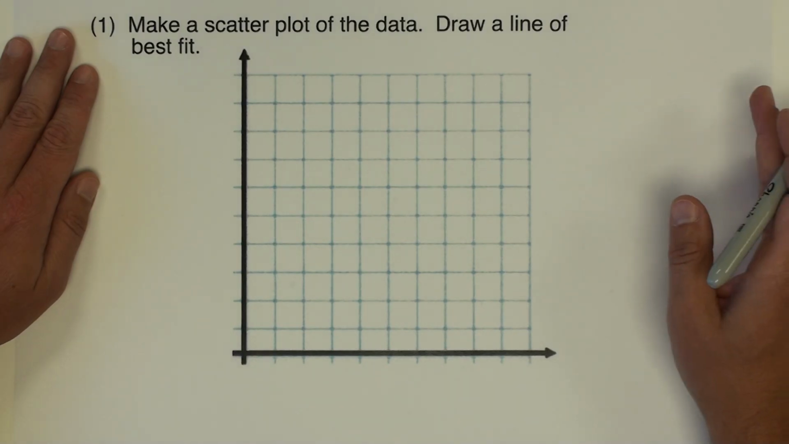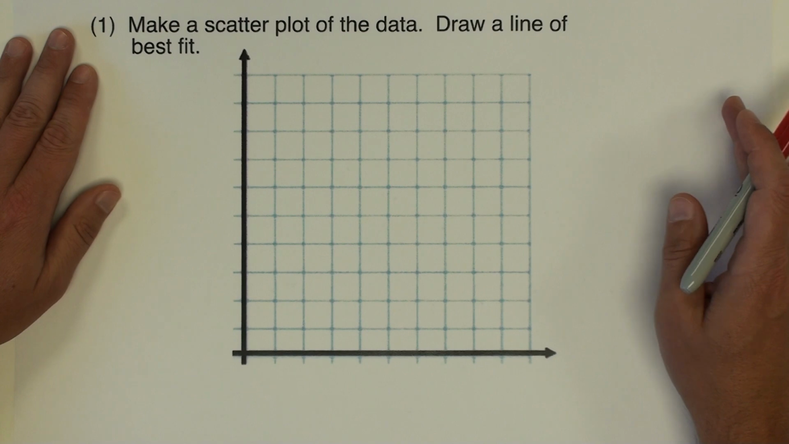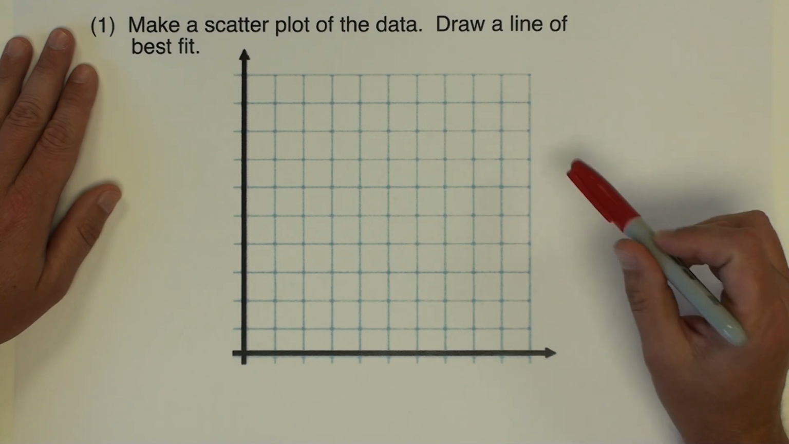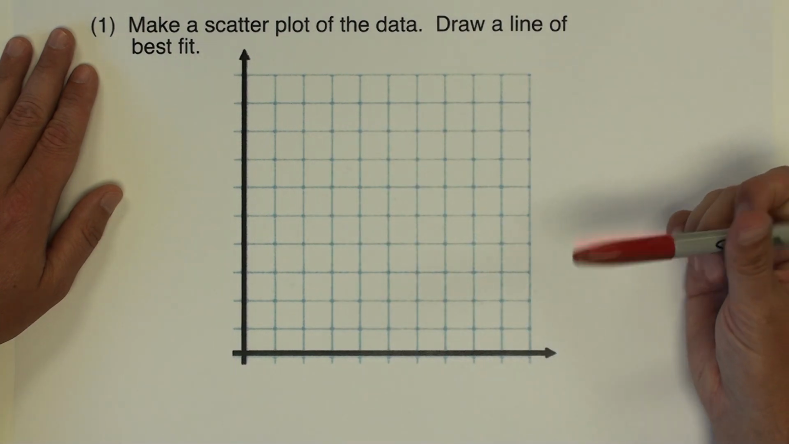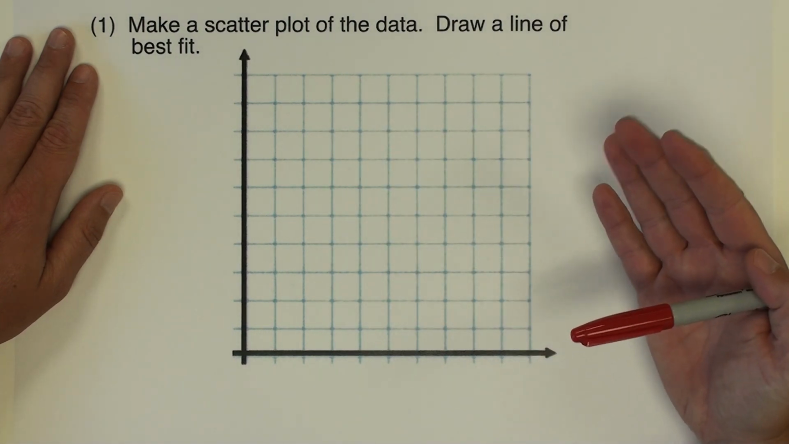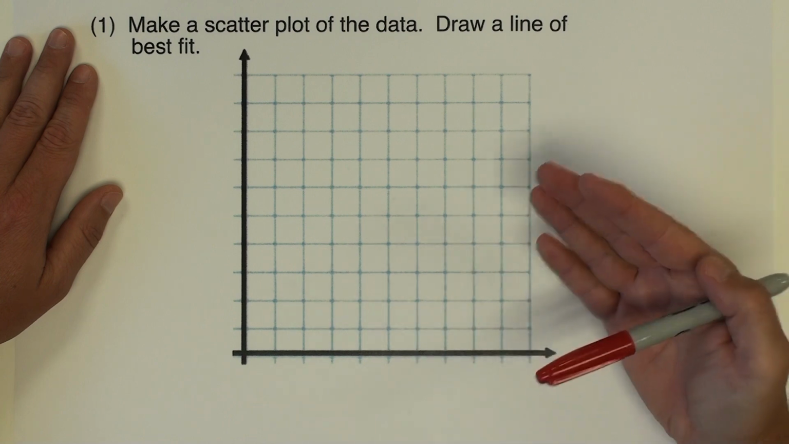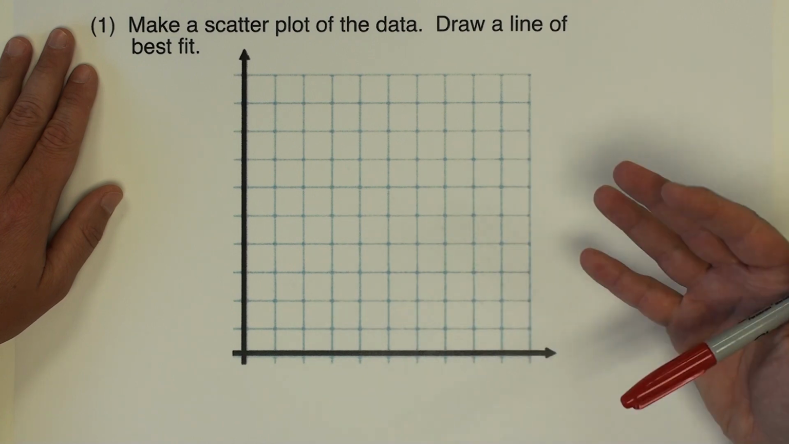Okay, the first step of this problem is to make a scatter plot of the data, and then we're going to draw a line of best fit. Now notice that I've got a graph here, but it's not labeled. There's no scale on the X and Y axis as well. So we've got to create all of that from scratch.